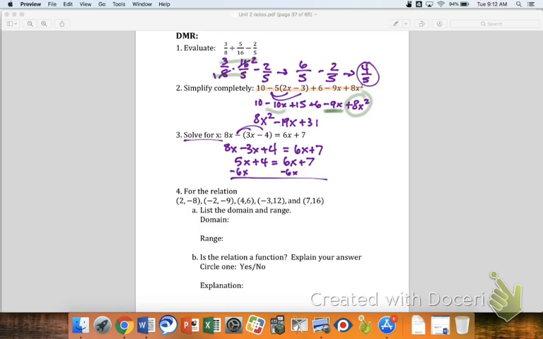So what is 5x minus 6x? Negative 1x, or negative x plus 4 equals 7. And then what step would follow that? Subtracting what? So minus 4 from both sides. And now I must be done, right? Because the x is all by itself.